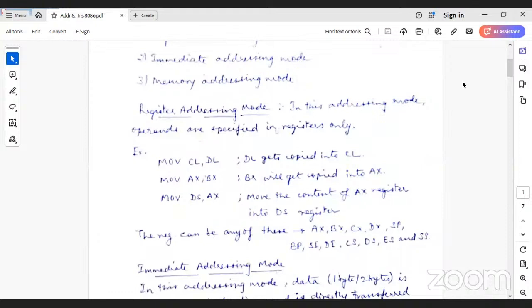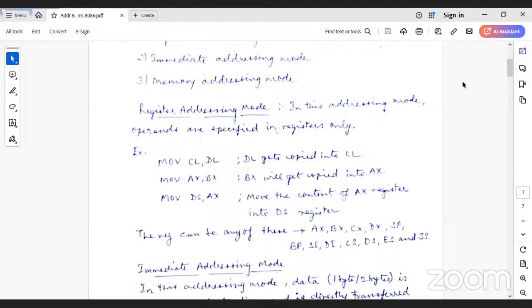Now, registers in the 8086 are 1 byte or 2 bytes, since they are 16 bits. So you can have the lower register or you can have the upper register. But one thing you have to remember in the register addressing mode is that their size should be the same. Size should be the same means your source and destination registers should be of the same size.